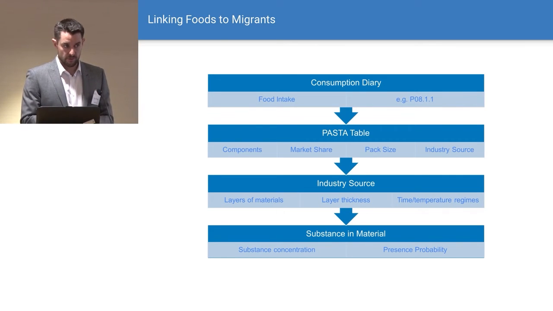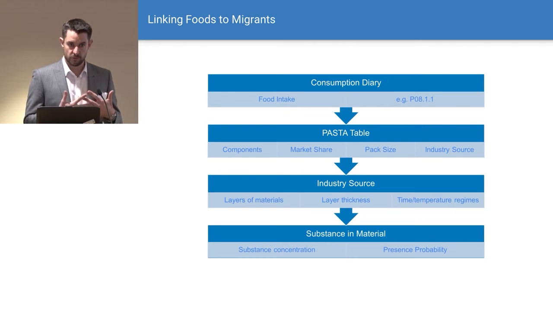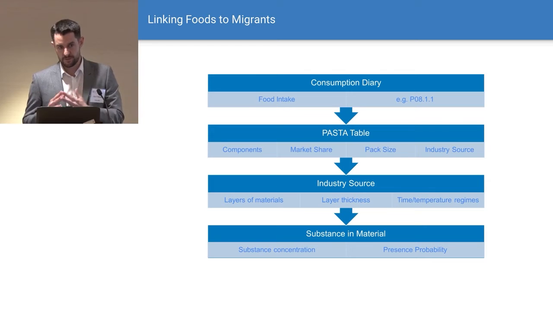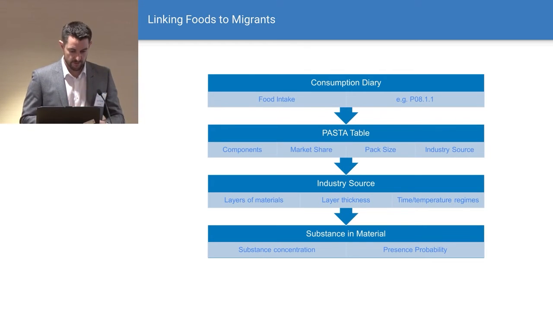We took the Euromonitor data and we recoded it, and we developed a thing called the PASTA table, which has nothing to do with pasta. It stands for pack, size, type, and association table. So this data tells us what pack type, and probability of pack type, the food consumed likely came in, giving us the market share, which is a measure of the probability of the pack type.